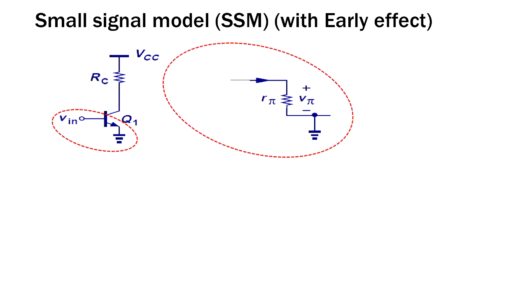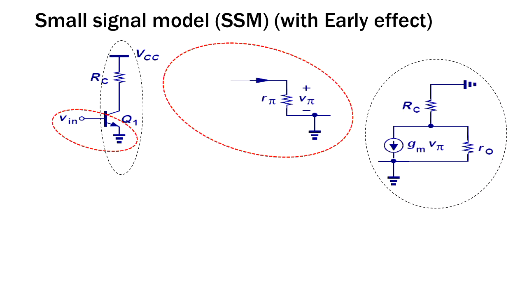So with Early effect, for the input part, there is no difference. Then the output part, you will have an arrow that is coming in parallel with your current source, because the ideal current source has infinite impedance. Ideal current source. So what is it? I discussed the current source. So what is a current source?